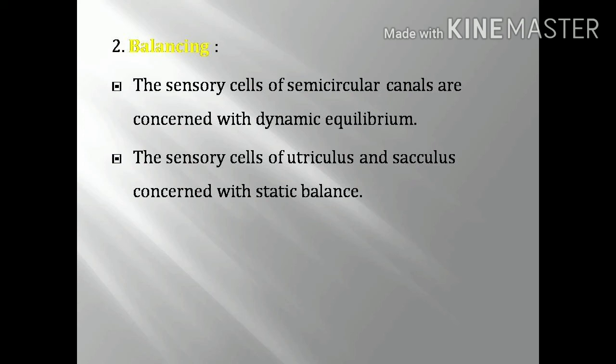When the head is tilted from the normal position, the otoliths move towards the left and press the sensory hairs. The stimulus is picked up by the fibers of the auditory nerve and passed on to the brain. From the brain, the necessary orders are sent through motor neurons to return the body to its normal position. So this is a mechanism of balancing.